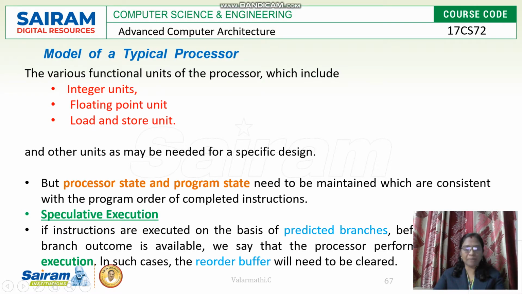If you take a typical processor, there are some functional units associated with it. The first and foremost unit is called the integer unit. The second unit is the advancement of the integer unit, that is the floating point unit. After that, there are the primary units: load and store units. Apart from these three basic functional units, there are some other units which may be needed for a specific design.